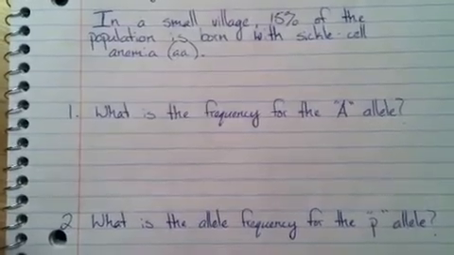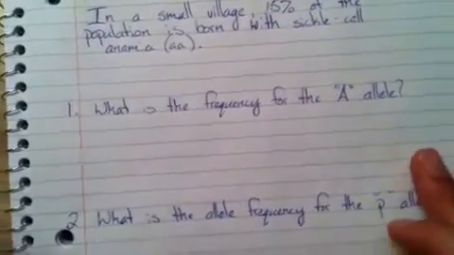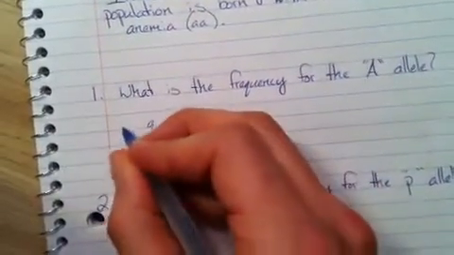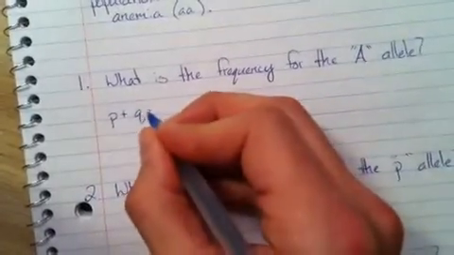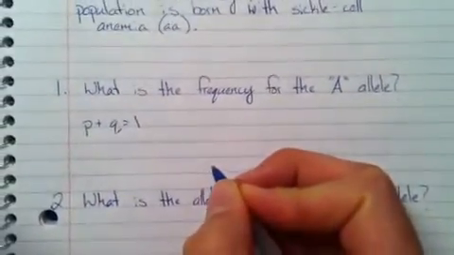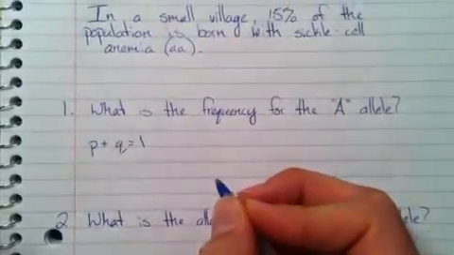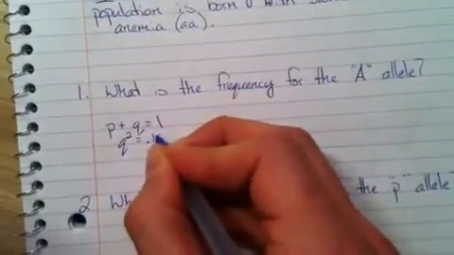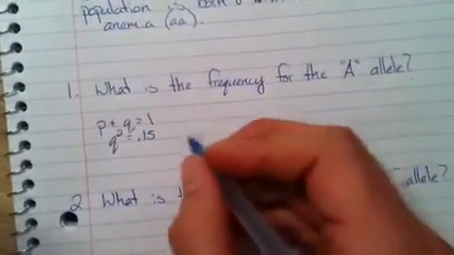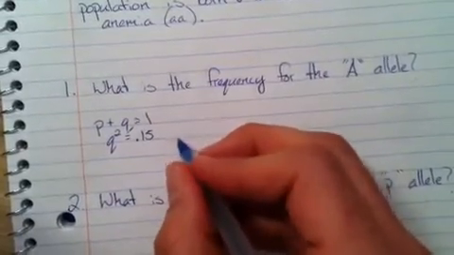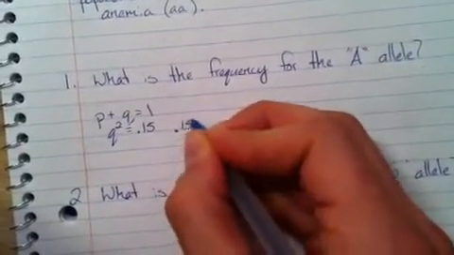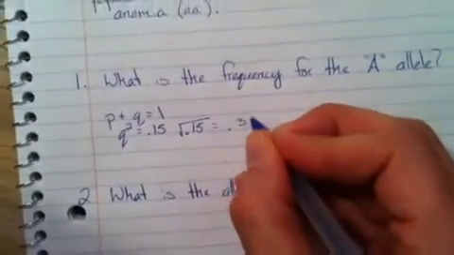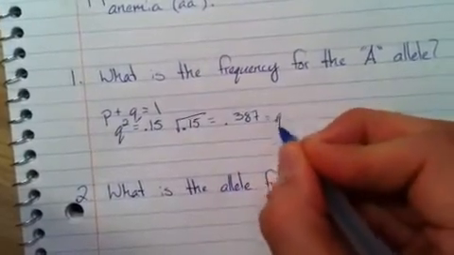Now to find this, we have to find P. So we can use our equation P plus Q equals 1. But what we are given out of our original information is actually Q squared, which is 0.15. Now to find Q, we simply take the square root of 0.15, which equals 0.387, which, like I said, is our Q.